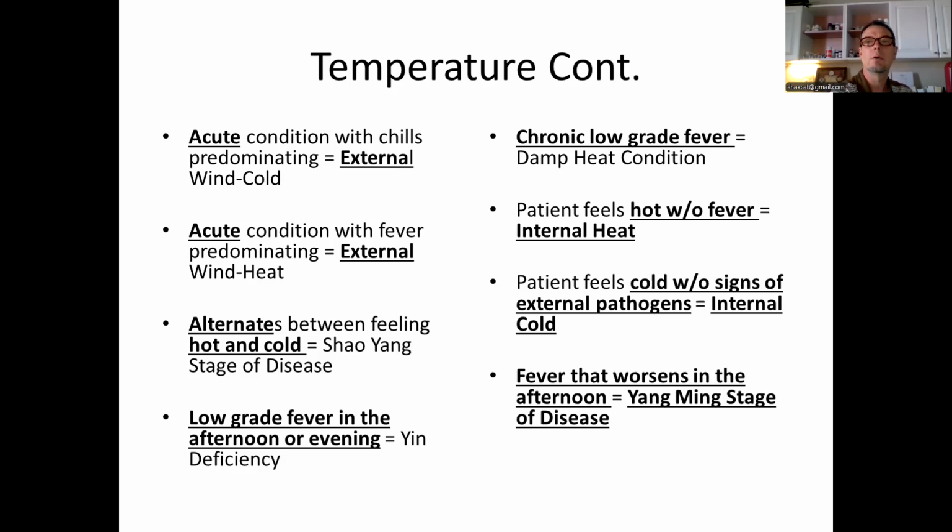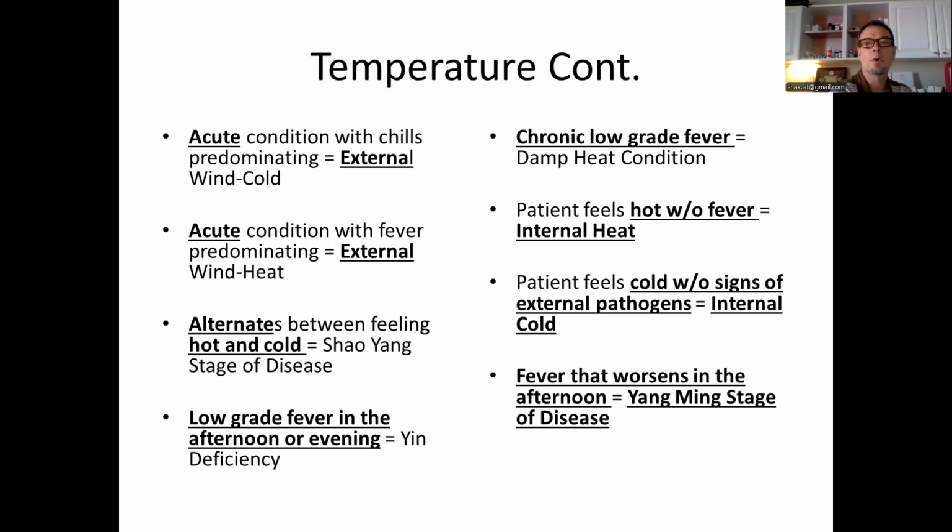Patients feel hot without fever, some type of internal heat, probably heat generated from the liver. Ask if they're stressed out. Patients feel cold without signs of external pathogens, equals internal cold. Find out about how their yang systems are. Are they low in yang and that's why they're cold, or have they had some kind of cold invasion that's been stuck in the body?